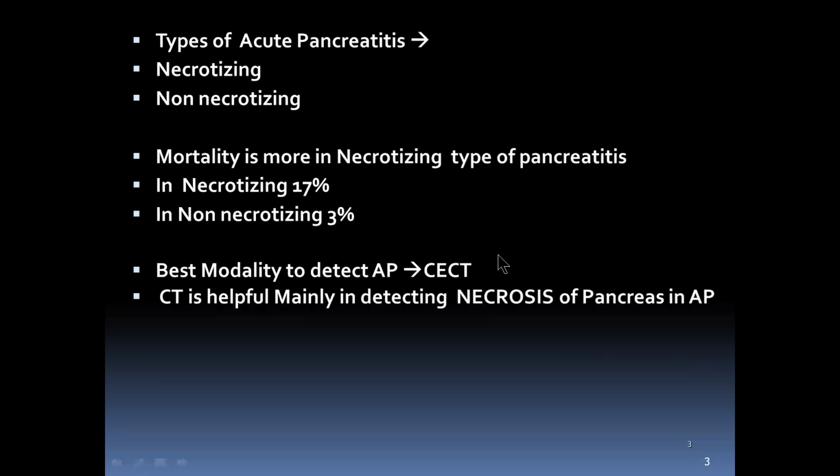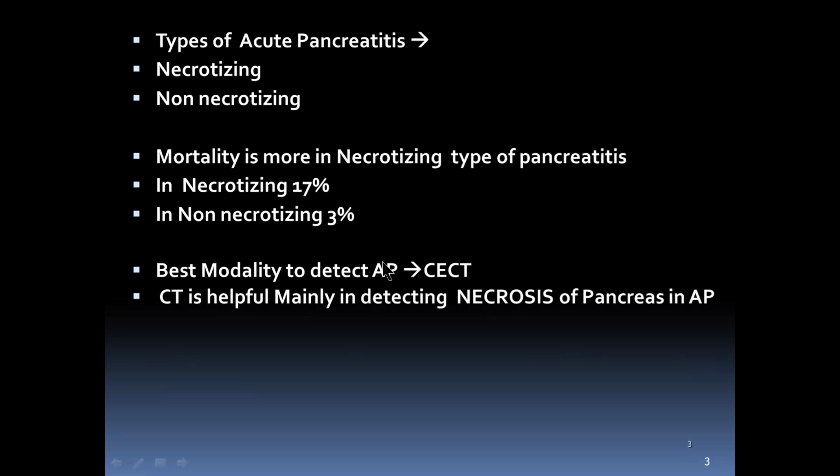Types of acute pancreatitis are two. First is necrotizing and second is non-necrotizing. Mortality is more in necrotizing type of pancreatitis. In necrotizing type, mortality is around 17%. In non-necrotizing, the mortality is about 3%.